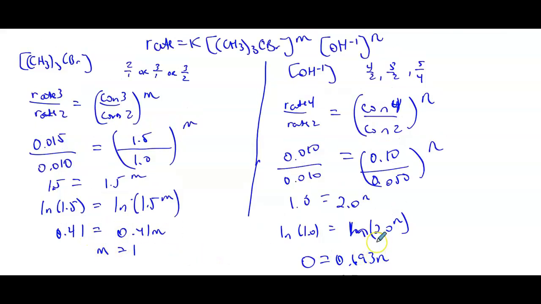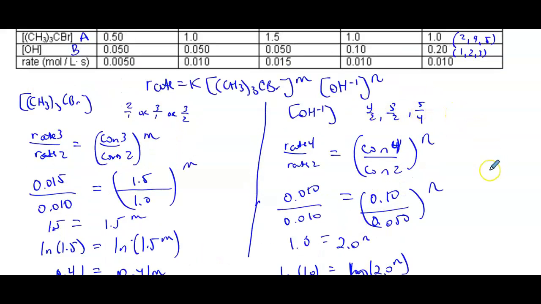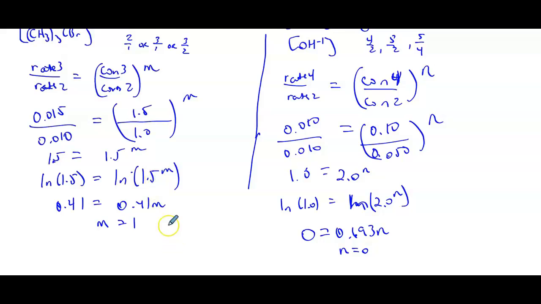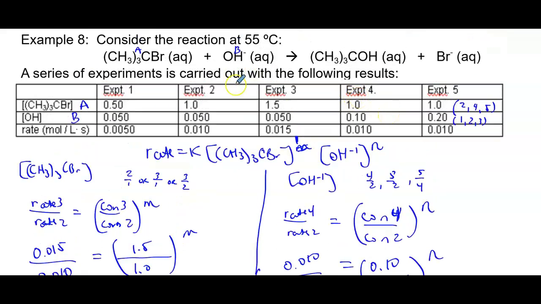Now we know the order for each reactant, so now we can go up here and write a proper expression. We know this is first order because this came out to be a 1 down here. And this is 0 order, right? So now we know anything to the 0 power is 1, so the final expression would be rate equals k, CH3CBr raised to the first power, and you wouldn't write the 1. So this would be our final rate expression for this problem.